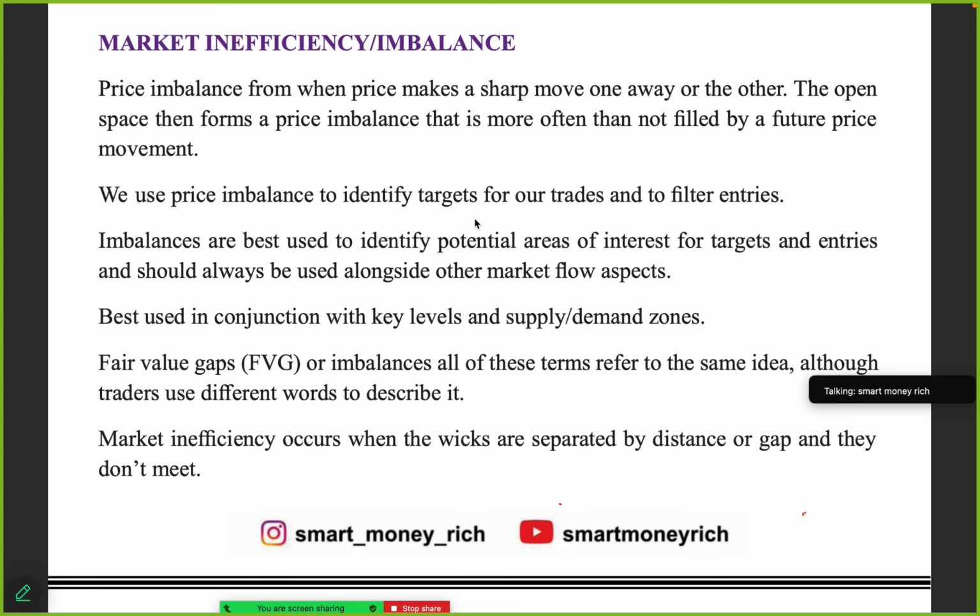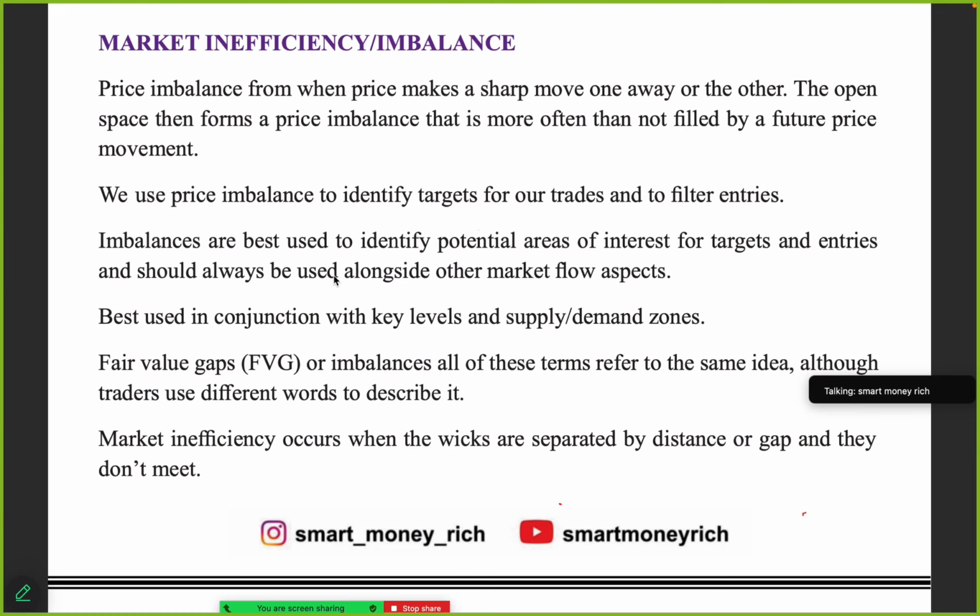Every demand you want to pick should have imbalance and should break structure to the upside, and every supply you want to pick should have imbalance and should break structure to the downside. That's how we use imbalance to identify our targets. No imbalance, there is high probability that price will not return there. But with imbalance, there is high probability that price will do what? Return there. So we use it to filter our trades and to filter our entries.